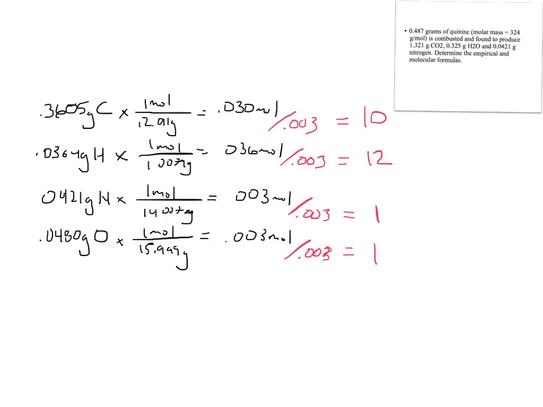So that means our empirical formula is going to be C10H12NO. So now we need to turn that into our molecular formula. Remember, this is just the ratio, so 10 to 12 to 1 to 1 is the ratio for this quinine molecule. To figure out what the molecular formula is, we need to figure out what the molecular mass is of this empirical formula. And the formula mass of it, if you add up all of its components, comes out to about 162 grams per mole.